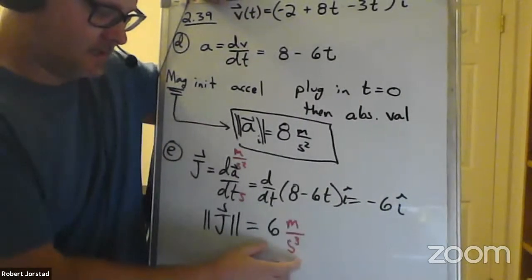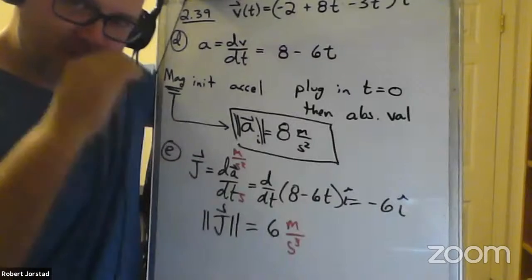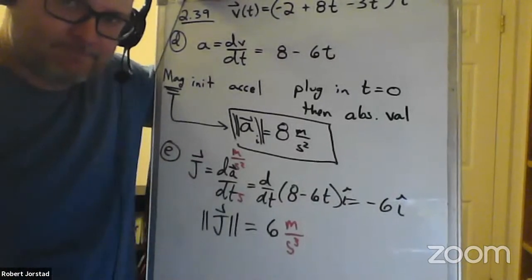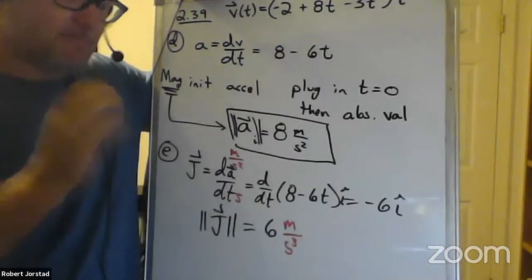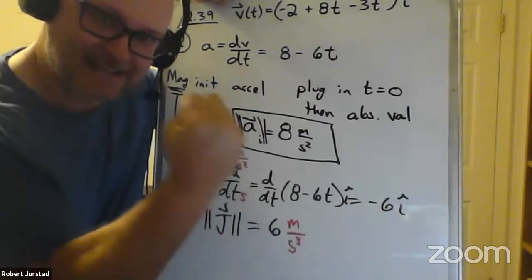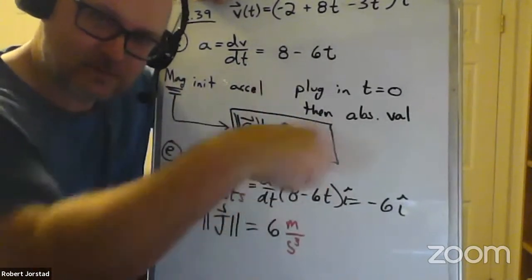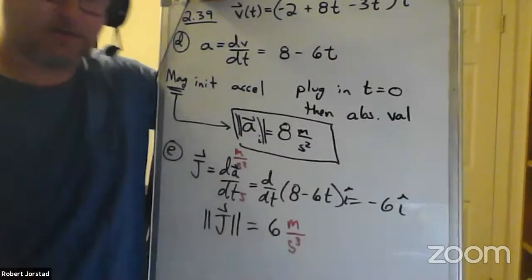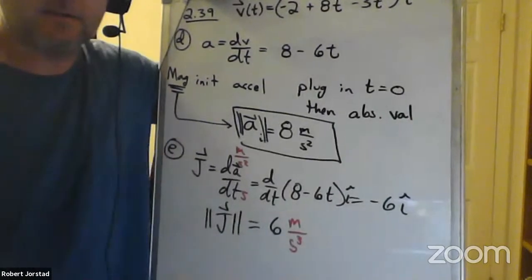And would we put in the I hat for the bottom? You tell me. Does a magnitude have a direction? Yes. No. No. So this is a little subtle thing. Magnitudes of vectors do not have direction. A vector is something that has size and direction. And so this is saying, what is the size of the jerk?